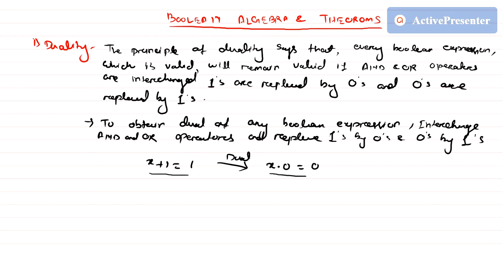Okay, so this is one property, and the next thing in Boolean algebra is the Boolean algebraic theorems.